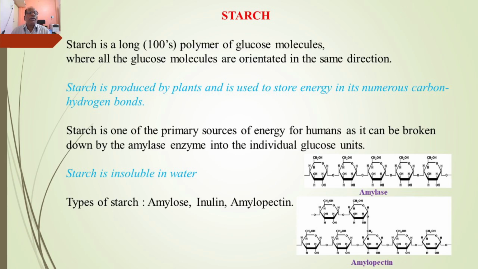So starch is a long polymer of glucose molecules, consisting of hundreds of glucose molecules, and is a primary source of energy for human beings. It is produced in plants such as potato or sweet potato, which consist of starch as a complex carbohydrate.